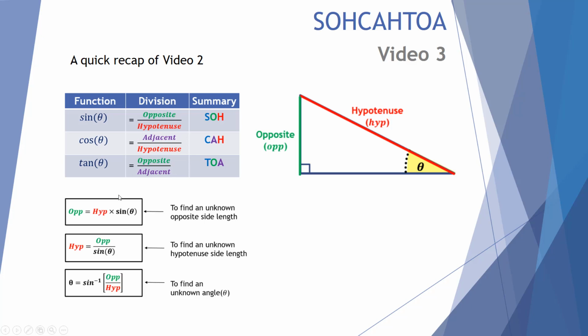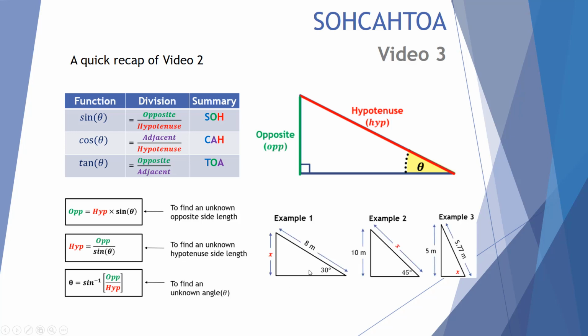We rearranged this equation to find three separate equations that can be used. One, the top one here, is to calculate the opposite side length. The second one is we want to find the unknown hypotenuse side length, and the third one is if we need to calculate the angle of a right angle triangle using the sine function. Then finally, we examined three examples to apply these three different rules.